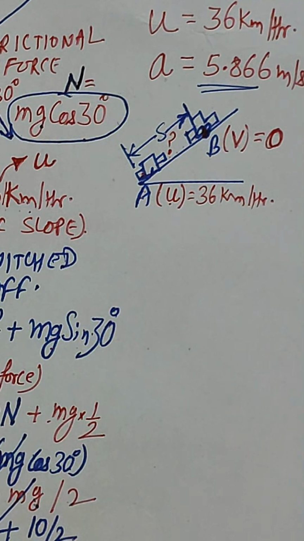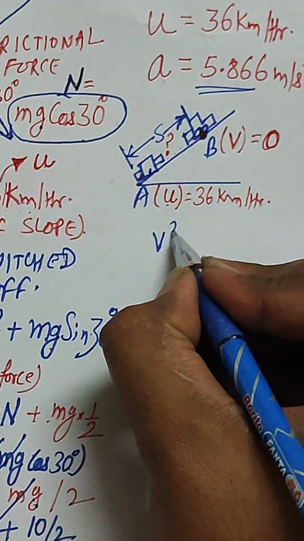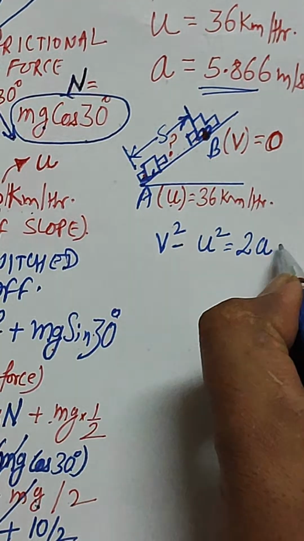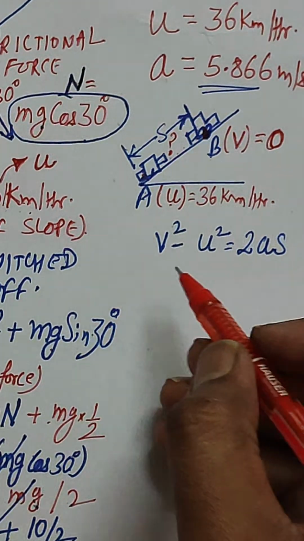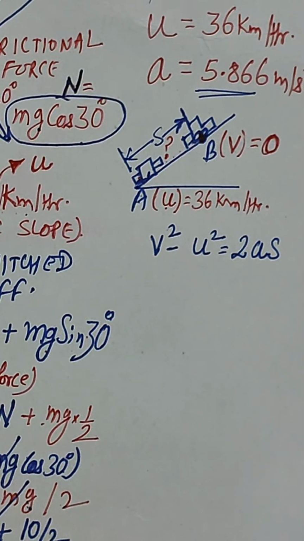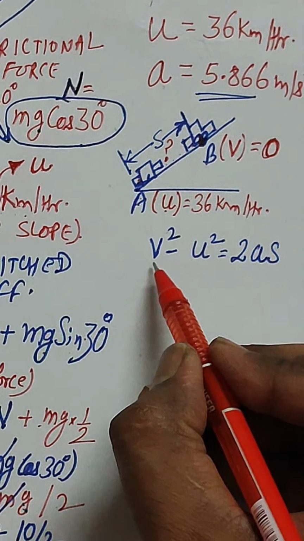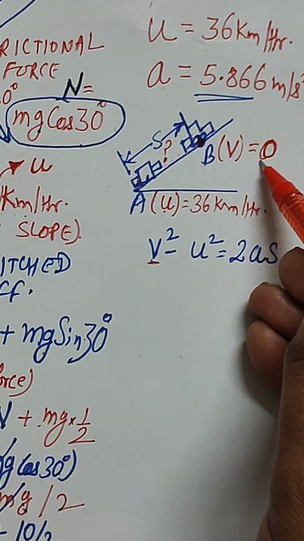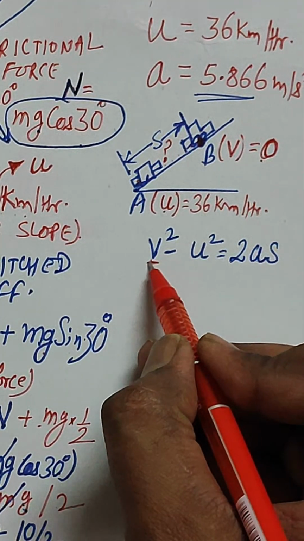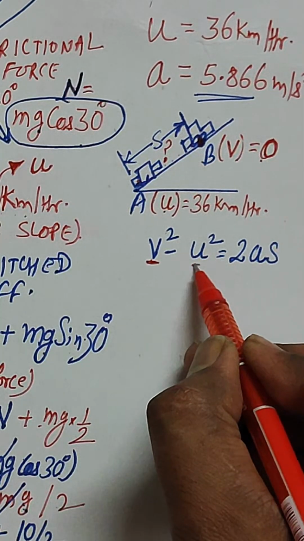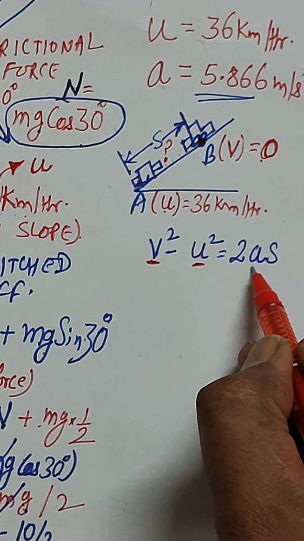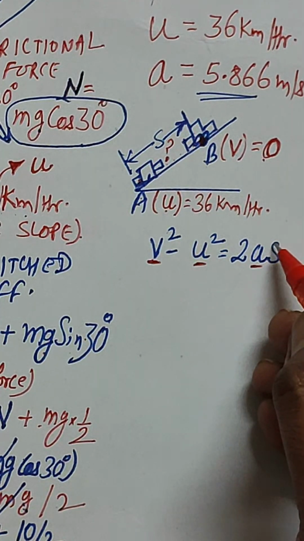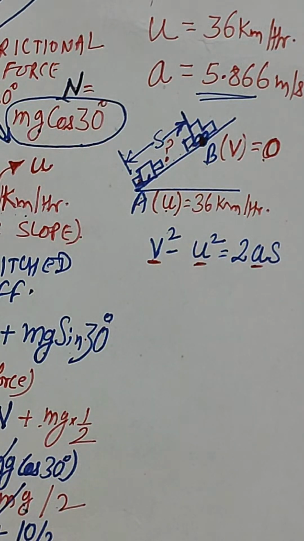Now use the formula v square minus u square equal to 2as. Why are we using it? Because we know the value of v, sorry, it's 0. We know the value of u, we know the value of a, which we have calculated, right? So the value of s can be easily calculated, right?